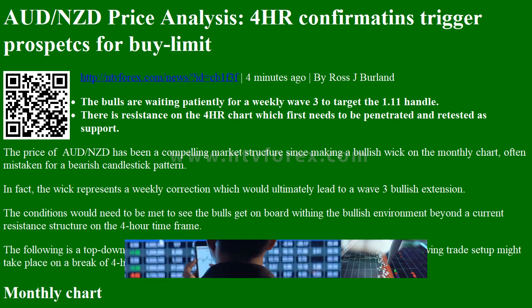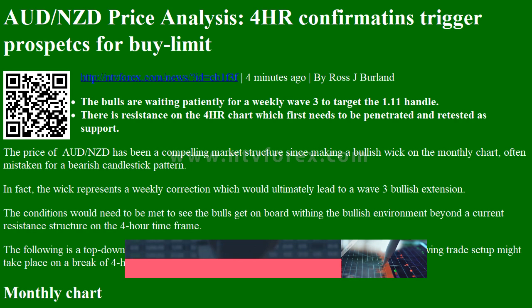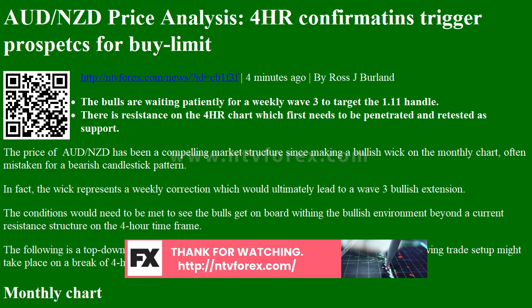The price of AUD NZD has been a compelling market structure since making a bullish wick on the monthly chart, often mistaken for a bearish candlestick pattern. In fact, the wick represents a weekly correction which would ultimately lead to a wave 3 bullish extension. The conditions would need to be met to see the bulls get on board within the bullish environment beyond a current resistance structure on the 4-hour time frame.